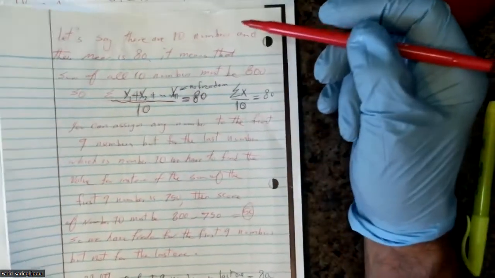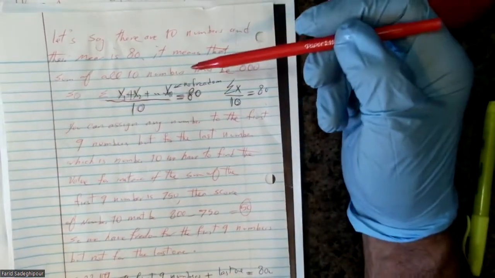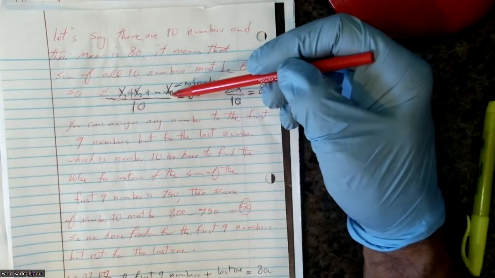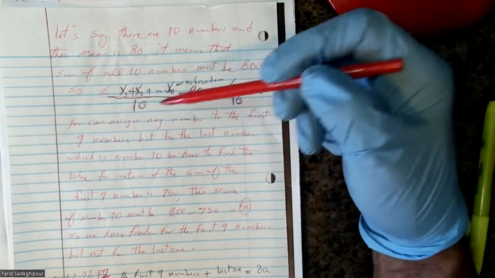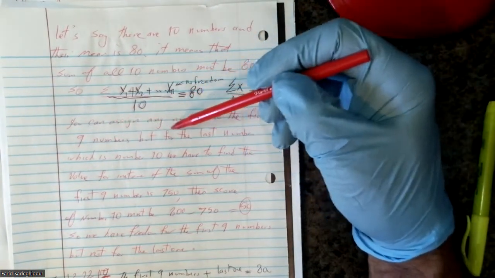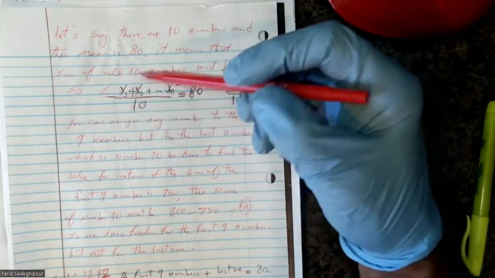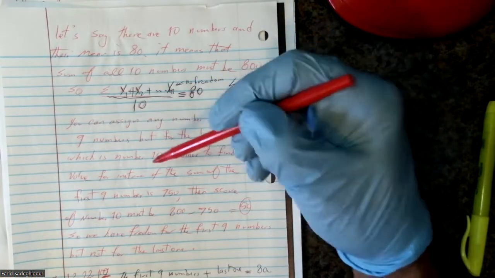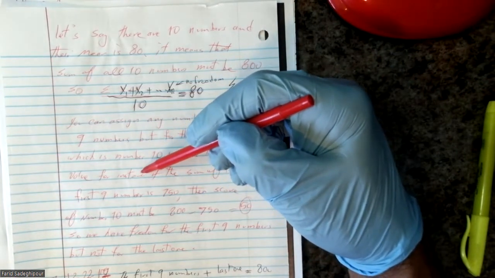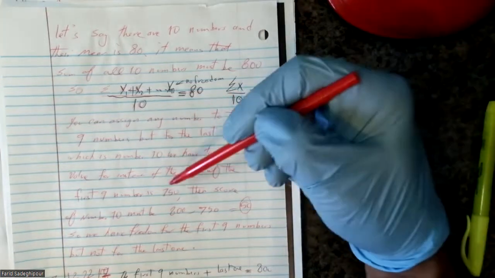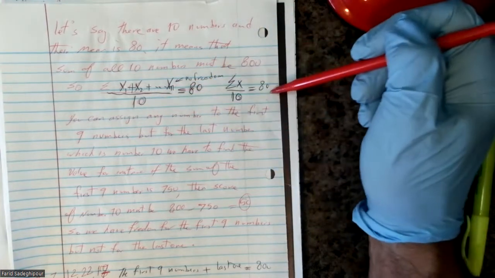Let's say there are 10 numbers and the mean is 80. So let's say I have 10 numbers and I want to calculate the mean. So I add all the 10 numbers and obviously divide by 10 to find the mean. So sum of X divided by 10. Now you could assign any number to the first 9 numbers. The first 9 numbers, you could assign any numbers. But the last number, which is number 10, we have to find a value for that number, so that when you add everything the sum becomes 800, because 800 divided by 10 would be 80.